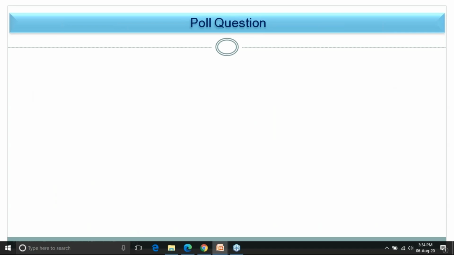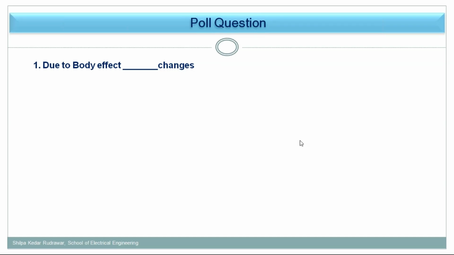So it's time for the poll question. First poll question: due to body effect, what happened? The answer to this question is threshold voltage. I told you. Many of the students have given the right answer. Only one or two students have given a wrong answer. It's okay. Hope you got the idea. As you apply a certain voltage VSB between source and body, the threshold voltage changes. I told you previously VT was 0.6. Now it is increased because of the bulk voltage present.